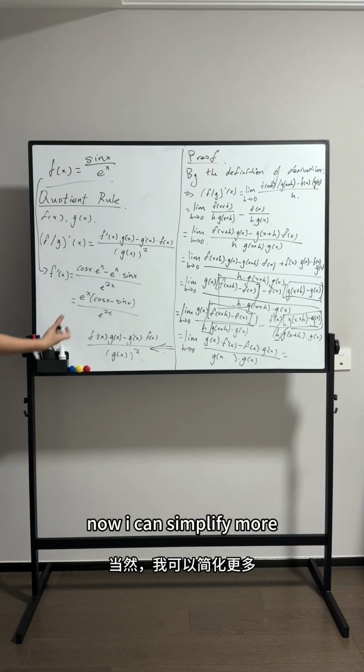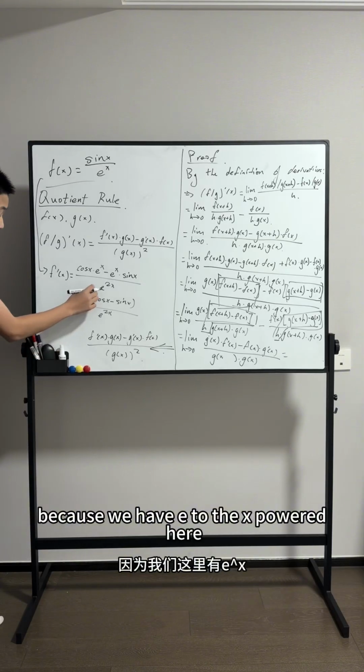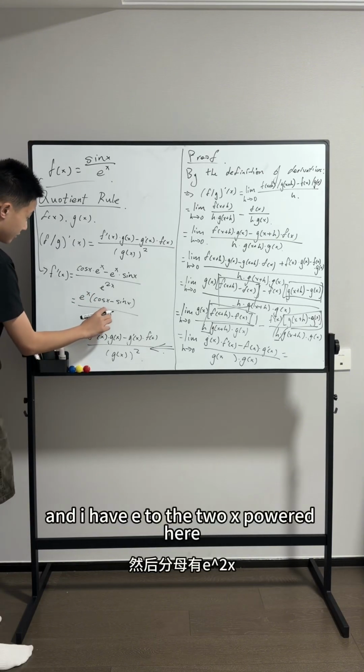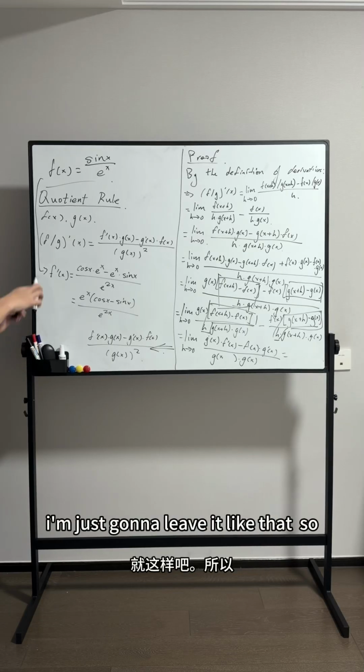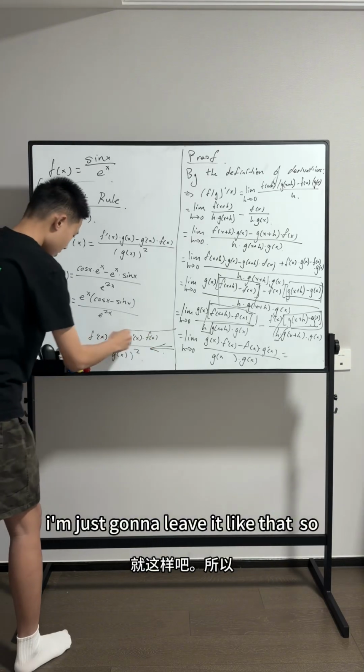Now I can simplify more because we have e to the x here, and I have e to the 2x here. But since I'm running out of space, I'm just going to leave it like that.